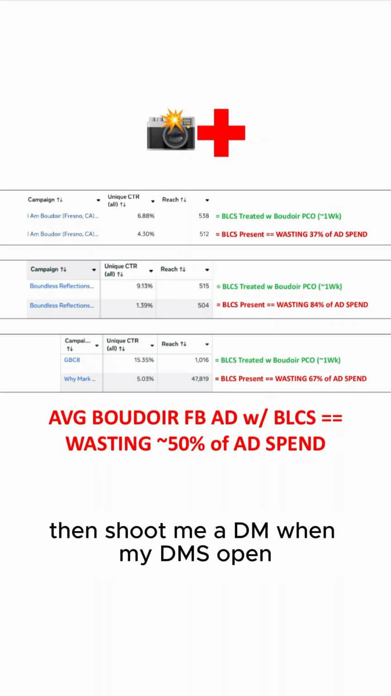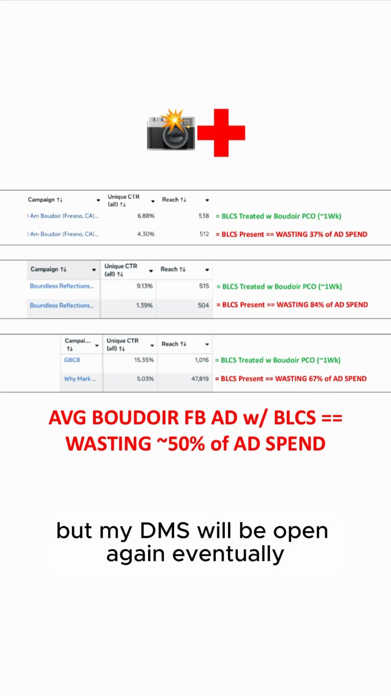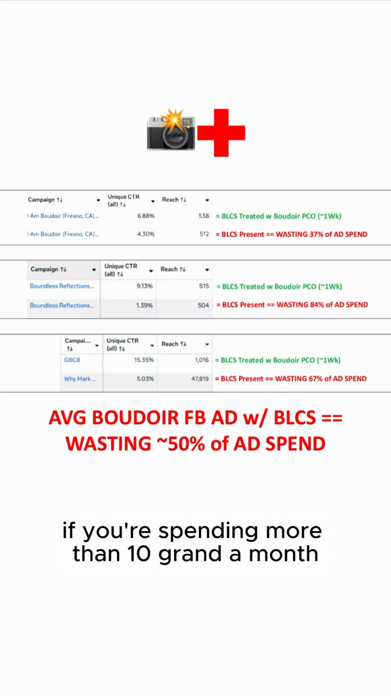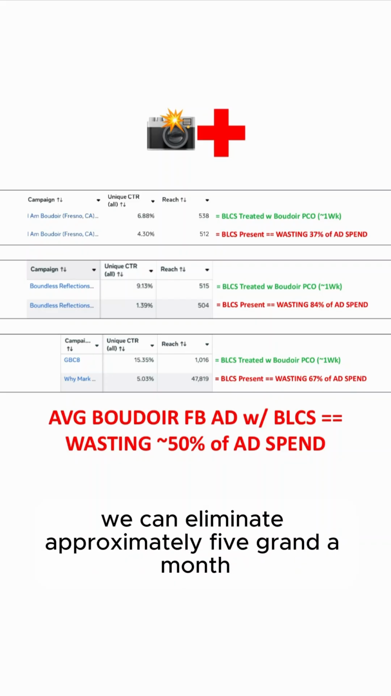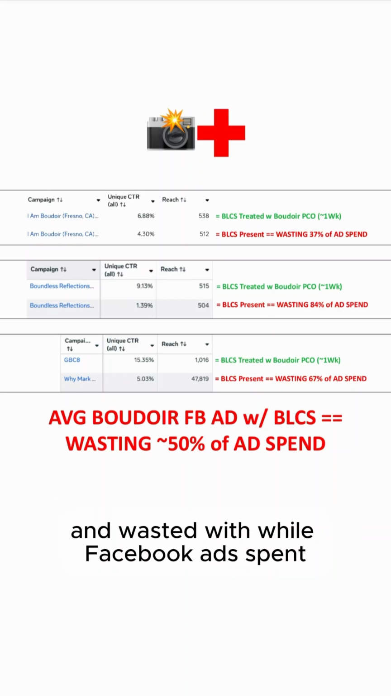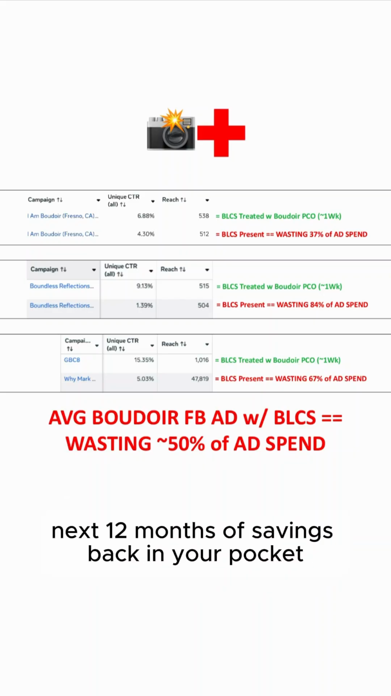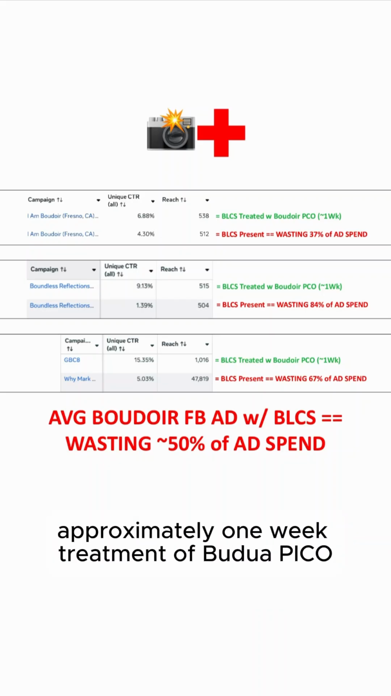Then shoot me a DM when my DMs open. When I open for new patient intake. My DMs are closed right now, but my DMs will be open again eventually. And on average, if you're spending more than 10 grand a month, we can eliminate approximately 5 grand a month in wasted Boudoir Facebook ad spend. And that'd be approximately 60 grand a year, in the next 12 months, of savings back in your pocket for simply approximately 1 week of treatment of Boudoir Pico.